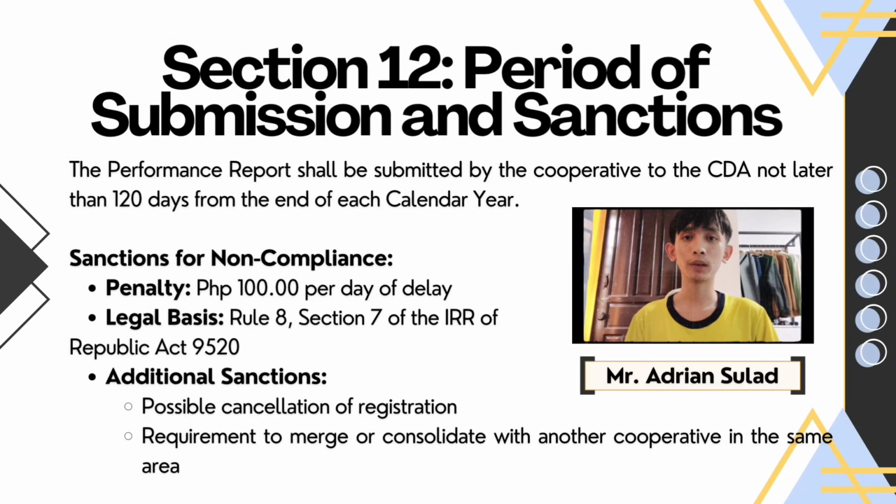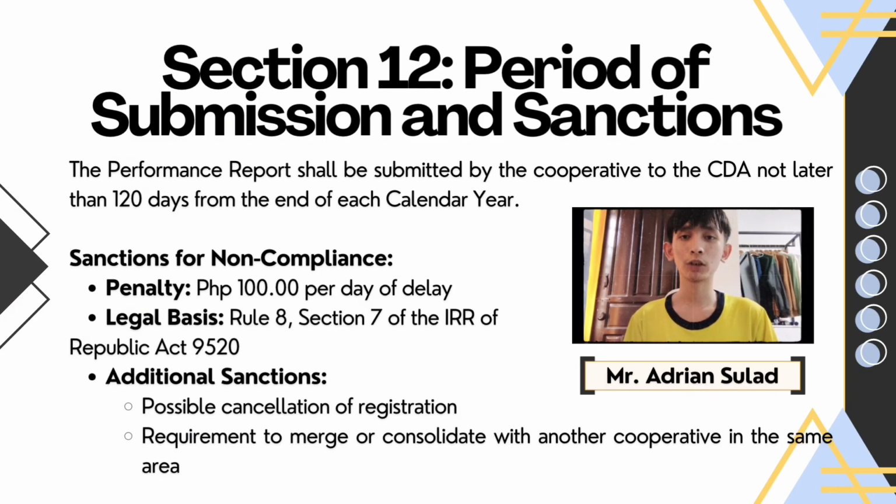Section 12, Period of Submission and Sanctions. The performance report shall be submitted by the cooperative to the CDA not later than 120 days from the end of each calendar year. Ibig sabihin may takdang oras o deadline para isumite ang report at mahalaga itong sundin upang maging maayos ang monitoring at evaluation ng CDA.